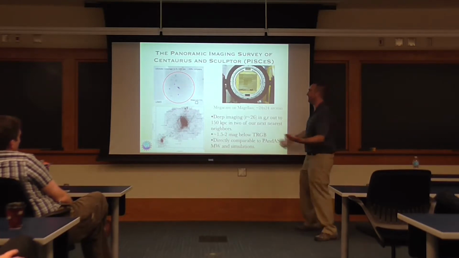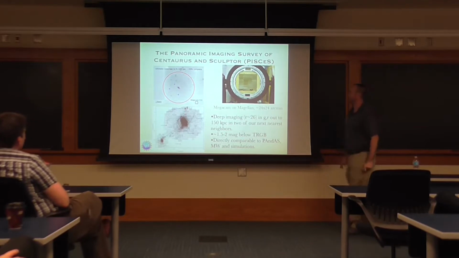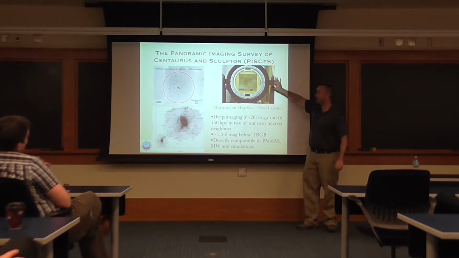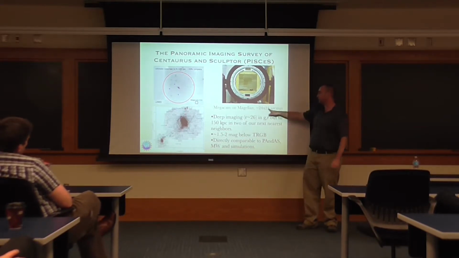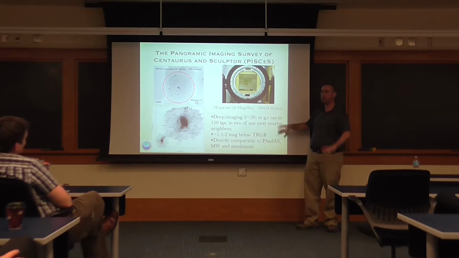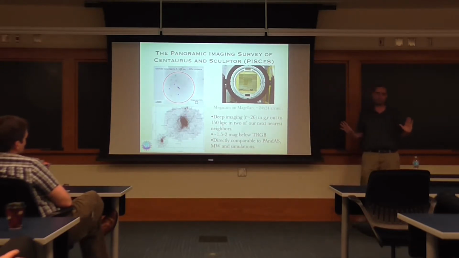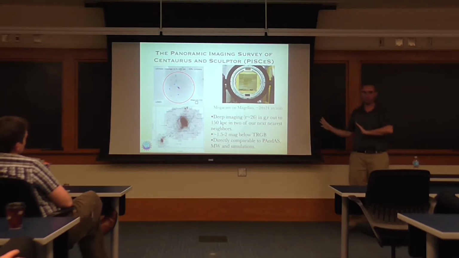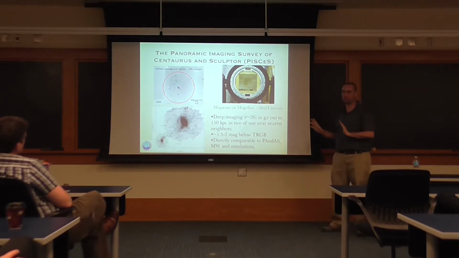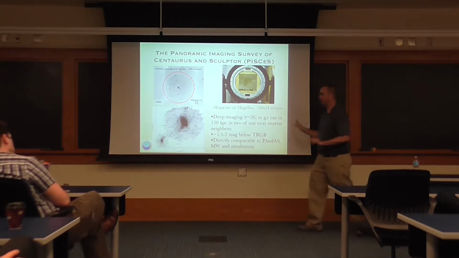Talk to my postdoc. All right, so our weapon of choice is Megacam on Magellan. It has a 24 by 24 arcminute field of view. The beauty of Magellan is that you can get 0.6 arcsecond seeing, and at that point you really kill it. You can go down to 26 magnitude very quickly.